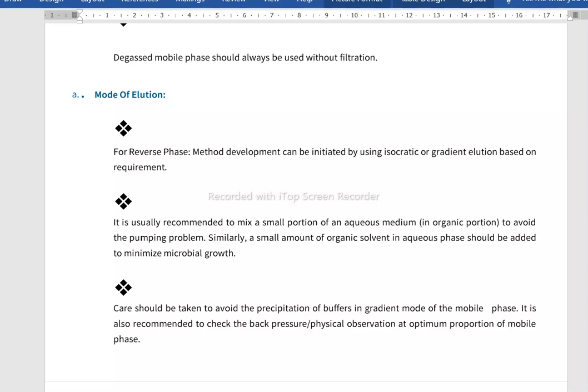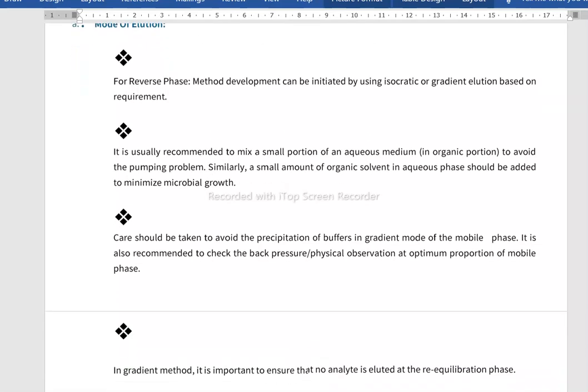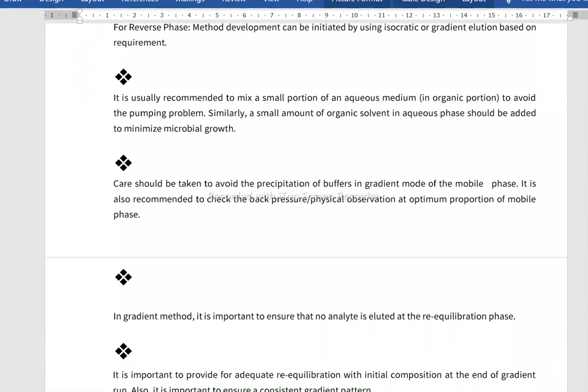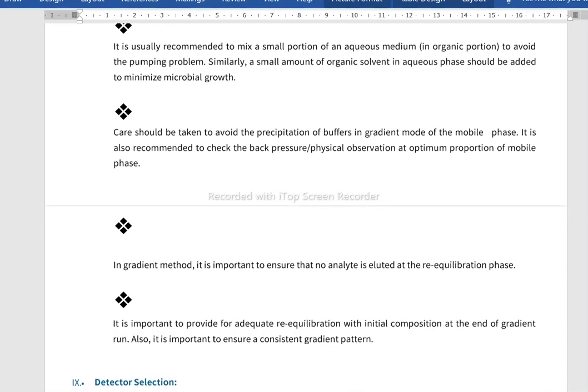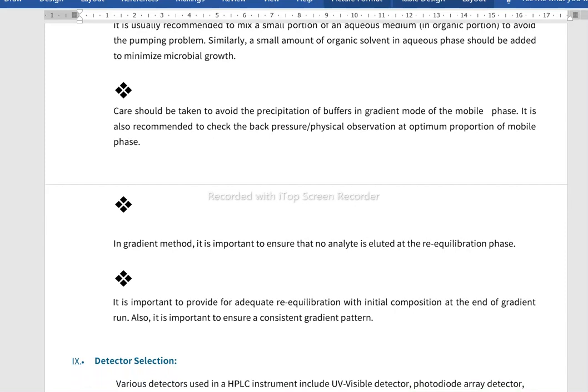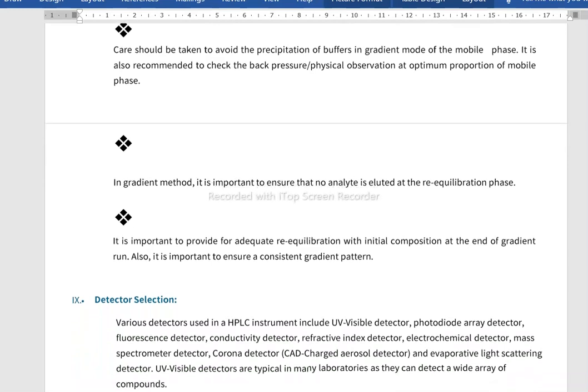It is also recommended to check the back pressure and physical observation and optimum pressure of the mobile phase. In gradient method, it is important to ensure that no analyte is eluted at the re-equilibration phase. It is important to provide for adequate re-equilibration with initial composition at the end of the gradient run. Also, it is important to ensure a consistent gradient pattern.